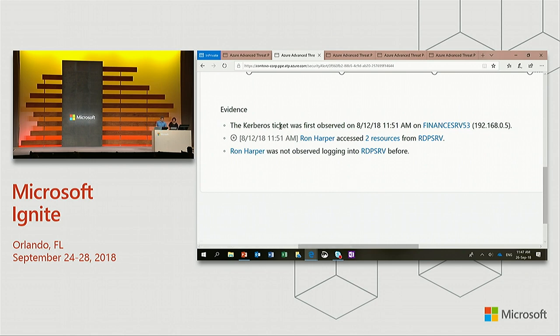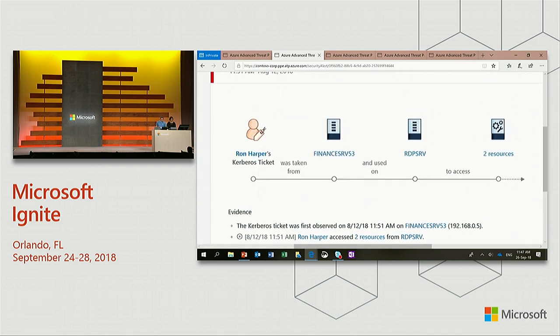As we said, the evidence is a very important element in the alert that helps security professionals, incident response people, and SecOps administrators understand what happens. And we see that the Kerberos ticket was first observed on Finance Server, and we know that Ron was never observed logging into RDP SRV. So when I'm looking at that, two things come to mind. First, I know that Ron was compromised as well. Let's take some actions. So we have Nick compromised and remediated, Ron compromised. I will deal with him in a moment.